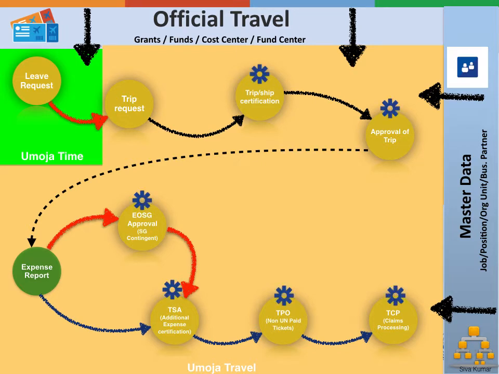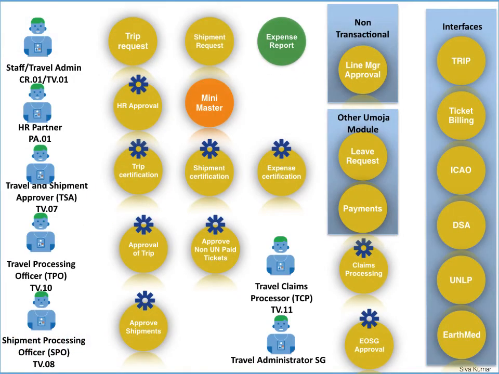And again, if you talk about the workflow cogs, you have the workflow cogs pretty much in all the places wherever it has been notified. Now, if you take all these processes and plot it, this is how it looks, the process versus the enterprise role, which is necessary to accomplish this whole orchestration of the travel process. It starts with the staff, and it includes the HR partner, travel and shipment approver, travel processing officer, shipment processing, travel claims, and travel administrator SG.